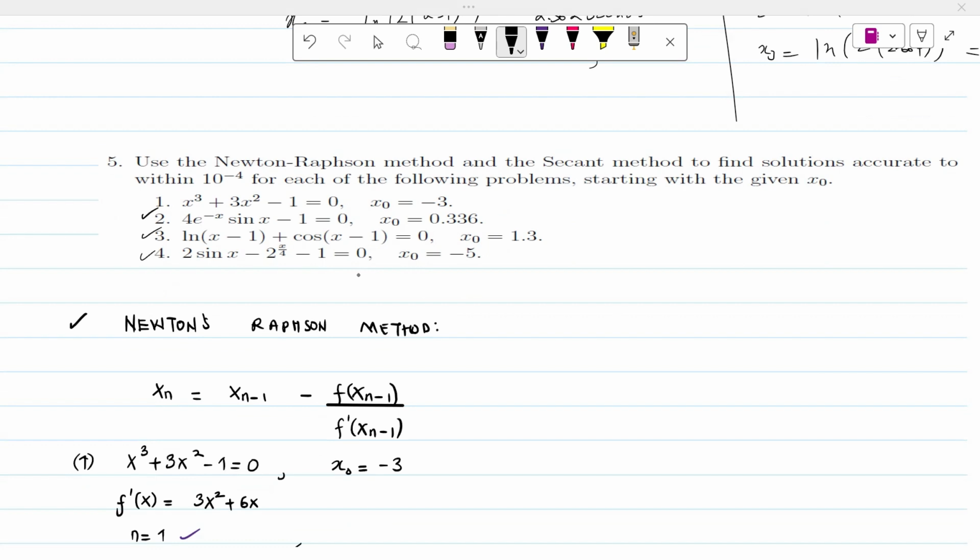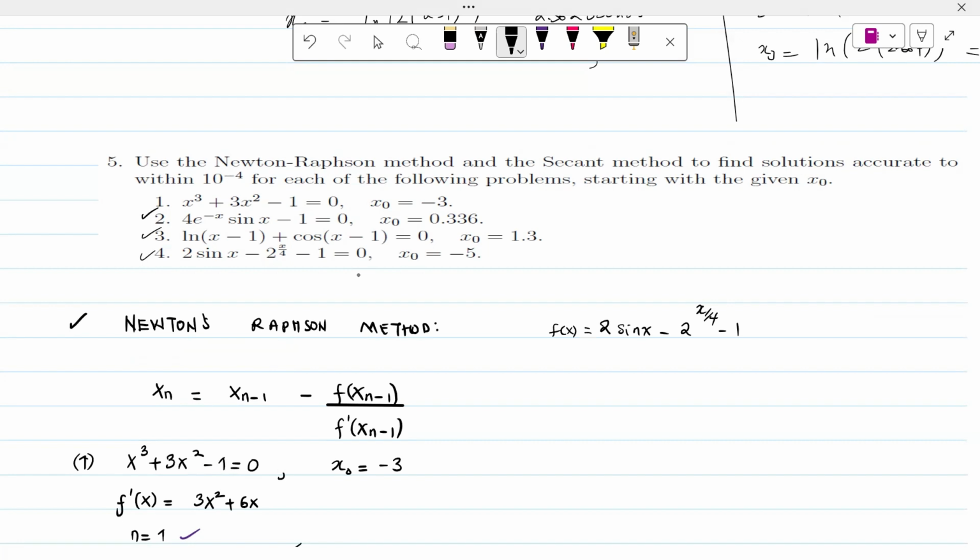So when you're using the Newton-Raphson method, how are you going to differentiate this one here? I have 2 sine x minus 2 to the power x over 4. How do you differentiate this one here? Remember that we're using the Newton-Raphson method. Please mute your mics. So you have to differentiate this function, right?